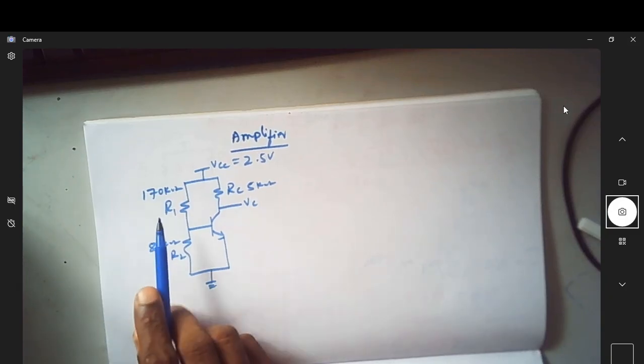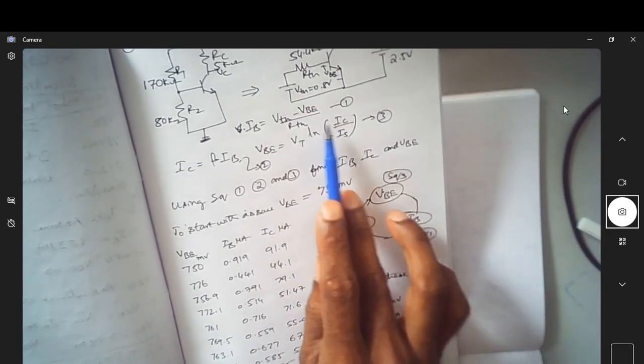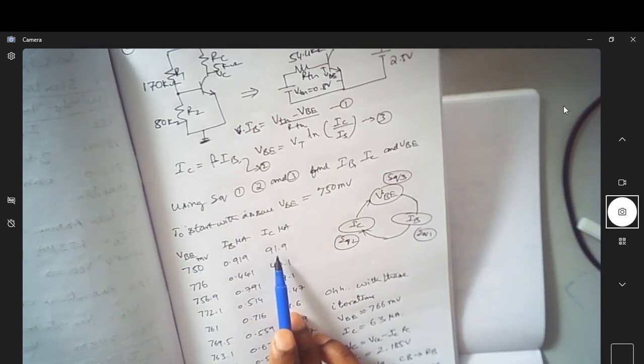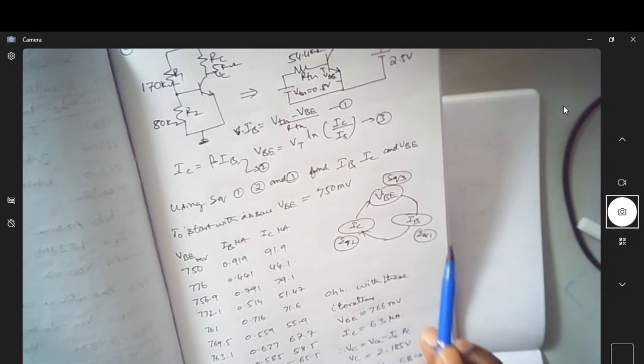I have considered the same circuit that we took in the last AEC prerequisites video, which is a voltage divider biasing with R1 and R2 connected this way, having the corresponding values. In the solution we started with an assumption of VB as 750 millivolts, and we got a current of 91 microampere.